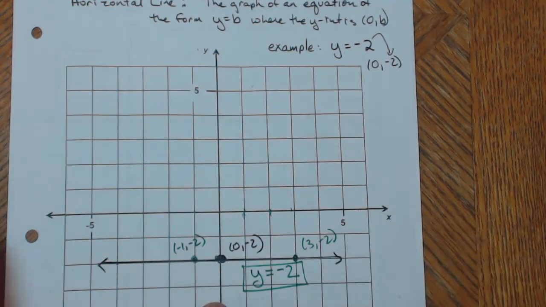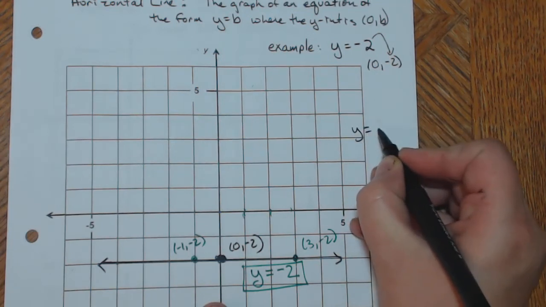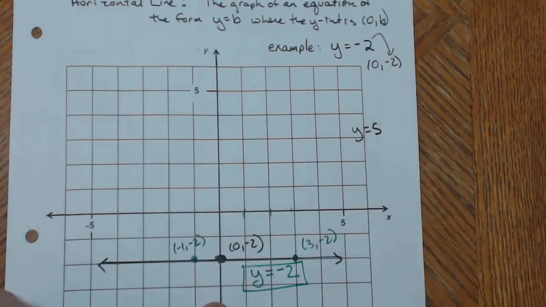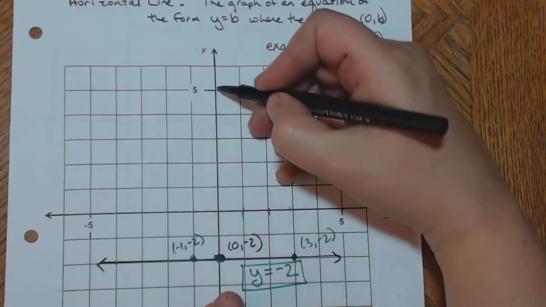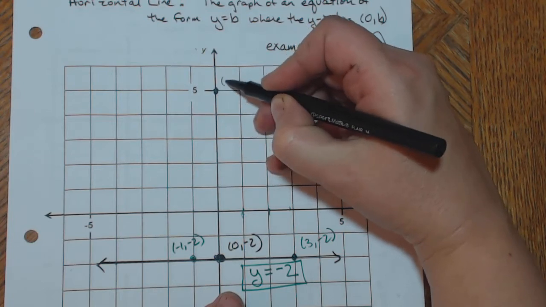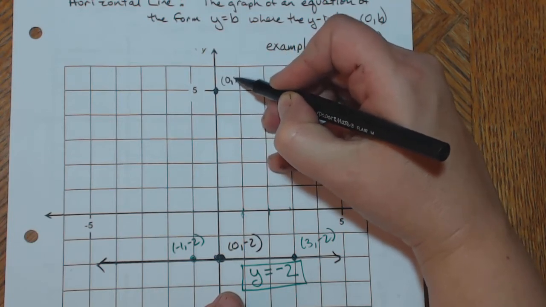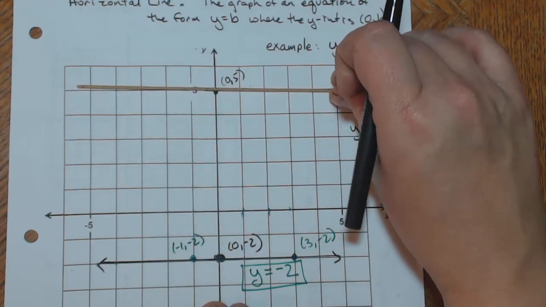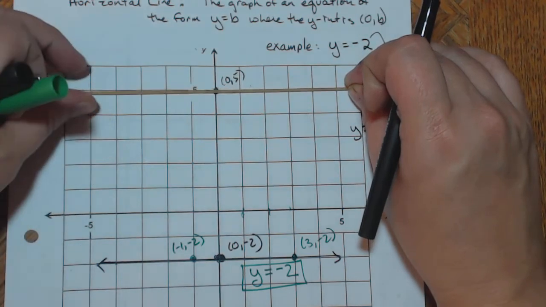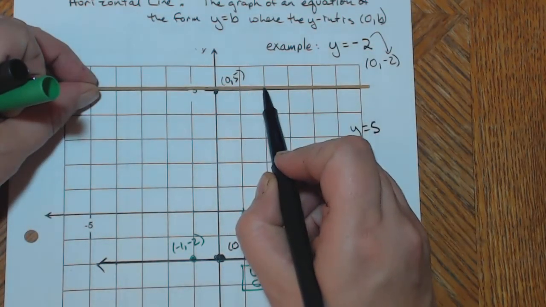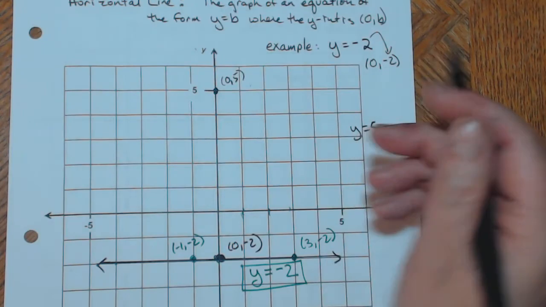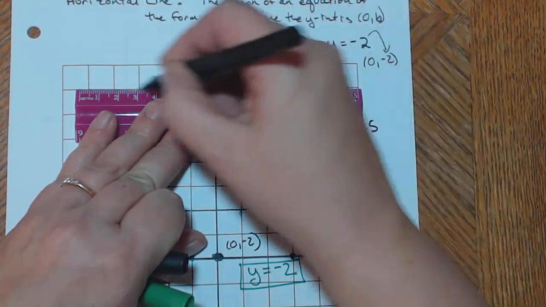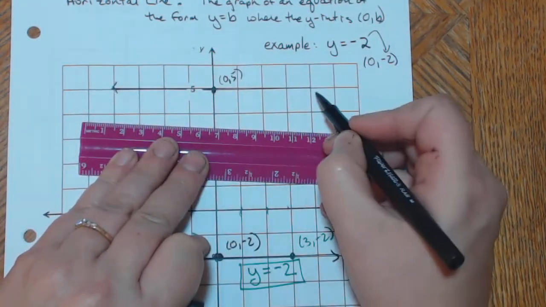If I had a different horizontal line, like I was going to graph y equals 5, you could think, well, that is going to have a y value of 5. So I'll have a y-intercept of (0, 5), and it will go across horizontally, each point on this line having a y-coordinate of 5. So if I was going to graph the line y equals 5, it would be a horizontal line with y-intercept (0, 5).